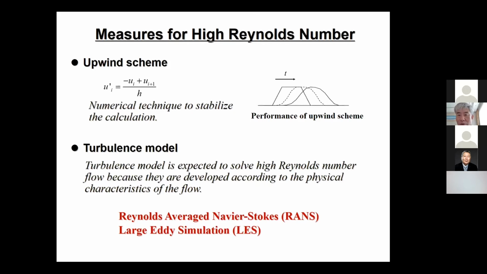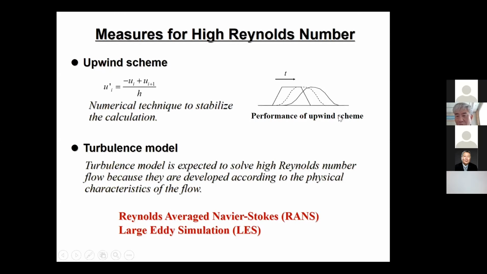So what we do, usually we have two approaches. The first one is we use the upwind scheme. Here it shows the performance of the upwind scheme. If we have an initial real phenomenon of this type of velocity fluctuation, if you use the upwind scheme, then with time advancing, you can find that this curve becomes more curved.